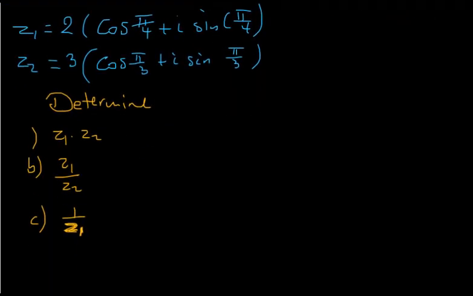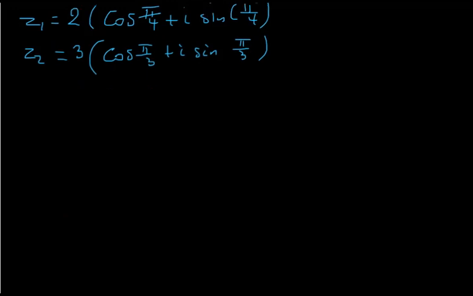Z1 is 2 times cosine of pi over 4 plus i sine pi over 4, and Z2 is 3 times cosine of pi over 3 plus i sine pi over 3. So determine Z1 times Z2, Z1 divided by Z2, and 1 over Z1. Just pause the video and try. Let's start from the first one, the product.